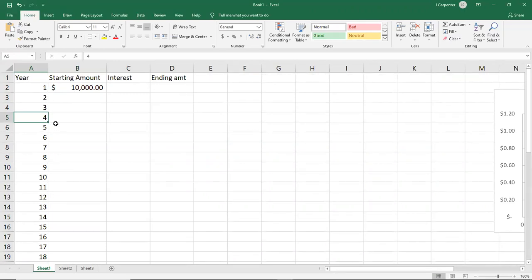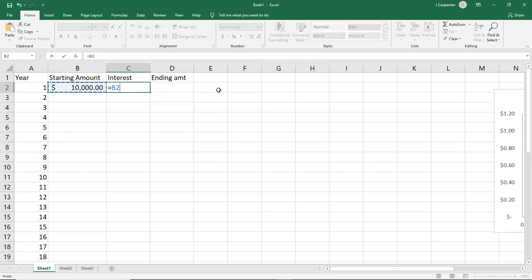Or just depends on how you do things, whether it's going to repeat the number or whether it will actually increment the numbers. Trial and error is your ticket to winning. So starting amount's 10,000. Your interest, this is the dollar amount. That's the 10,000 times the 2%. So we go equals the cell with the current balance times the interest rate of 2%.